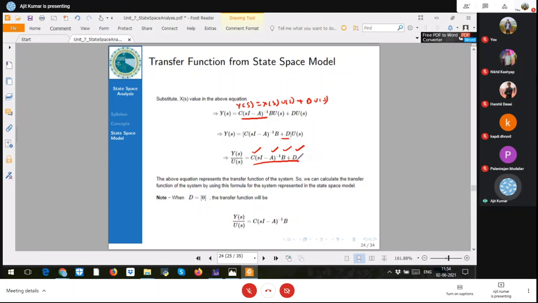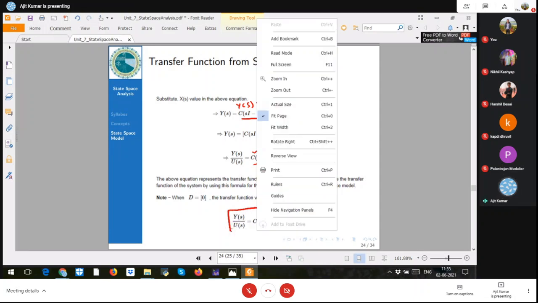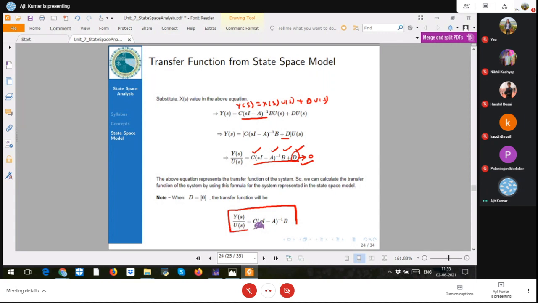A special case can be when your D matrix is zero. In most of the cases D will be zero, the disturbance or feed forward matrix will be zero. So if you discard this D, then you will be left with C(sI minus A) inverse times B. This one. So in general, your transfer function for a state space model will be this one. So this is your answer.